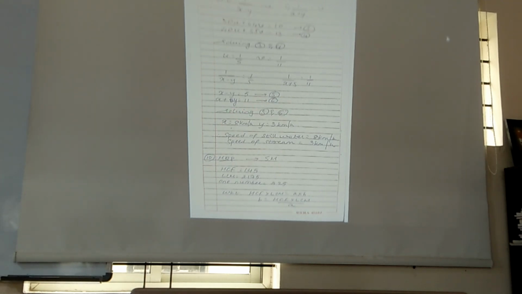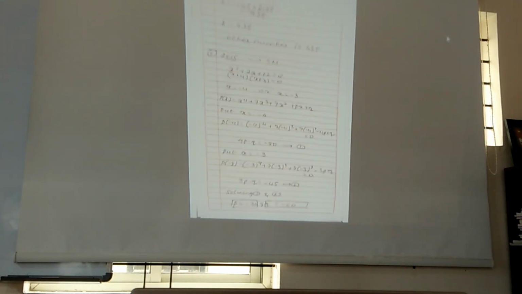Okay, question number 10. The HCF of the two numbers is 145 and the LCM is given. Find, if one of the numbers is 725, the other number. HCF into LCM is equal to the product of two numbers. Solving, you will get the other number to be 435. Done?